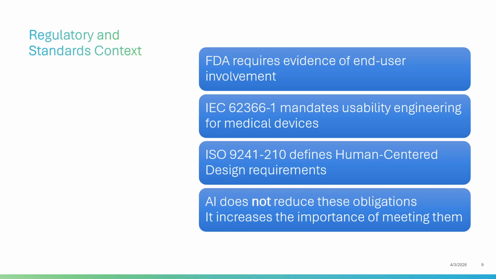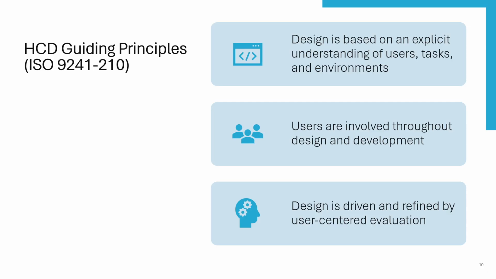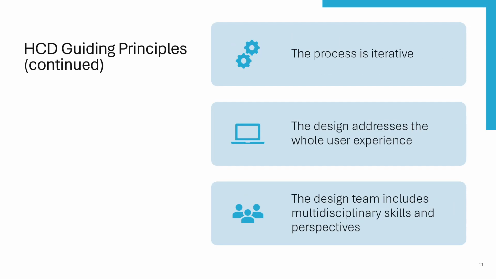Instead, it increases the importance of meeting them, because AI can put us at risk, as we already mentioned. Then the guiding principle that we have in the ISO is that design is based on explicit understanding of the users, the task, and the environment. It is similar to the approach that I was mentioning in the third one. Users are involved throughout the design and the development. They are an essential part of the team. And design is driven and refined by user-centered evaluation. We are going to be discussing those different elements.